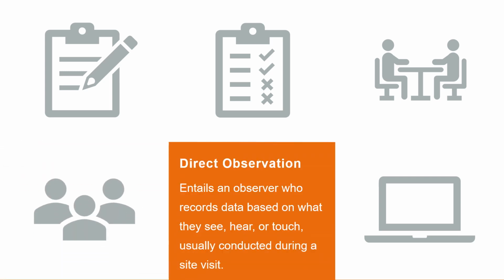Then we have direct observation, which entails an observer who records data based on what they see, hear, or touch, often based on a guided protocol and usually conducted during a site visit. Examples include observation of skills-based performance and observations of a physical environment or setting of an intervention. Observation is more often used as a method of qualitative data collection, but can also be used for quantitative data collection, especially when focused on the number of occurrences of a specific item, event, or action.